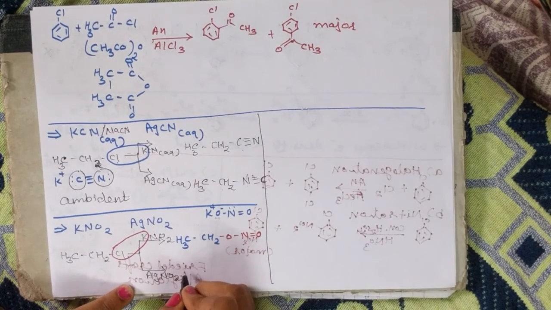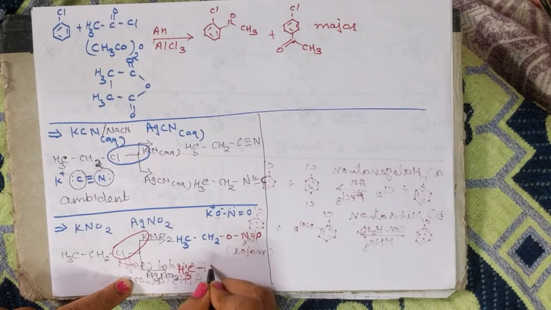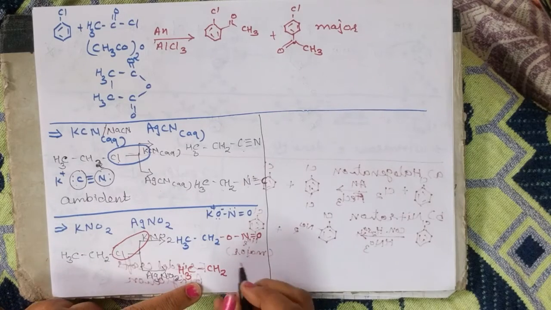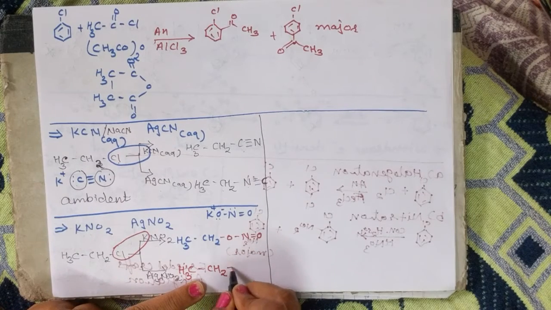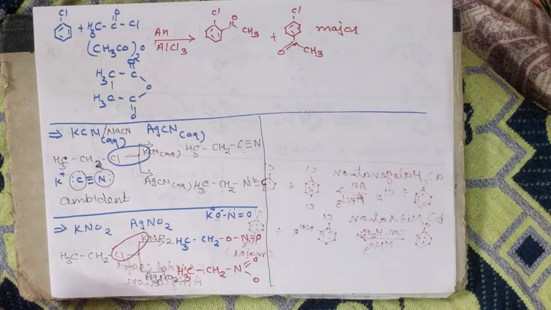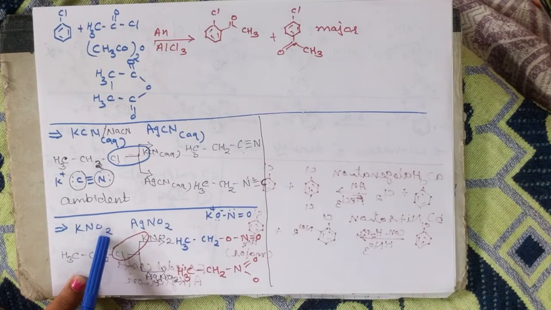And if we see AgNO3, then it is CH3CH2, and the bond occurs between C and N. So C, N double bond O and O. So it is known as nitroethane. Students, just try to think: both products are different because the reactants we use are different.